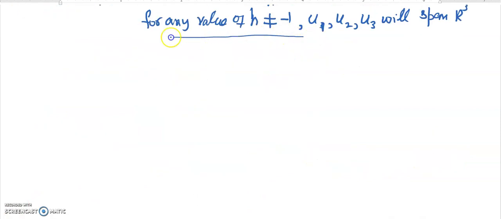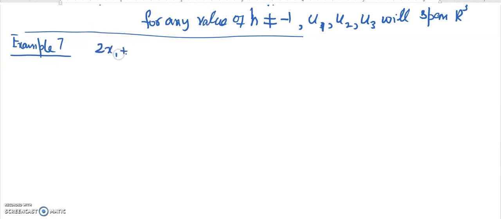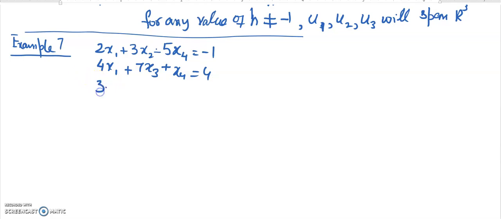Okay, next we have example 7. Suppose we have this system of equations: 2x1 plus 3x2 minus 5x4 is equal to -1; 4x1 plus 7x3 plus x4 is equal to 4; 3x2 minus x3 plus 2x4 is equal to 0.